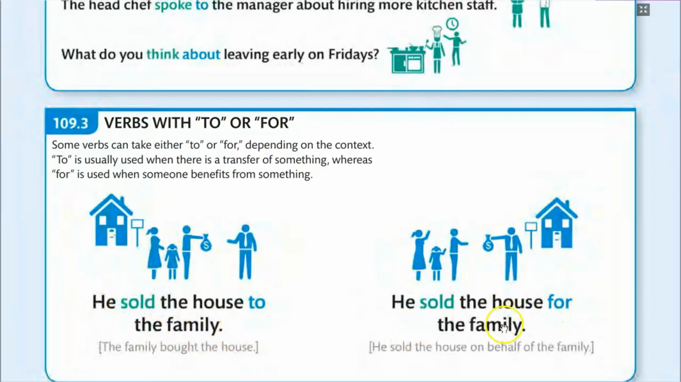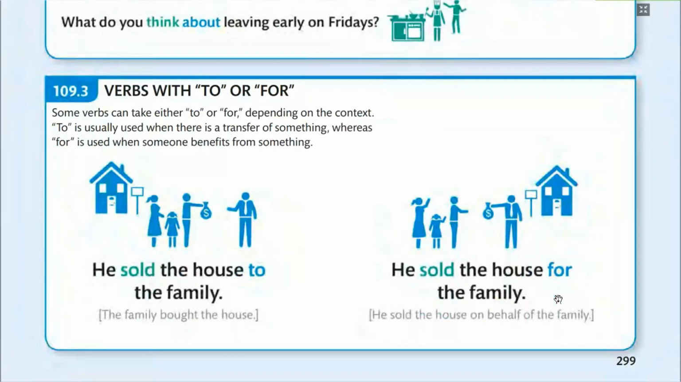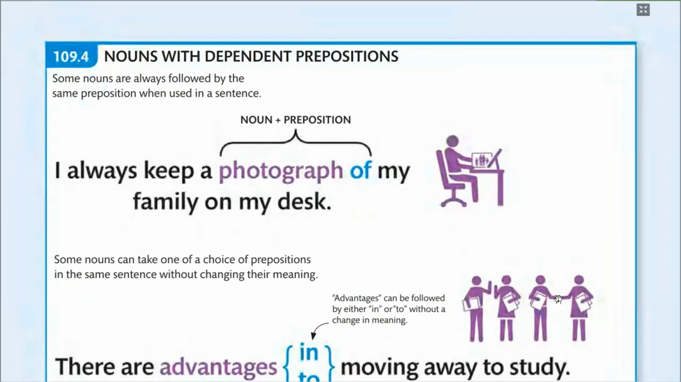He sold the house for the family. That is, he sold the house on behalf of the family. You can see now, English is kind of interesting. He sold the house to the family is different from he sold the house for the family. Nouns with dependent prepositions.